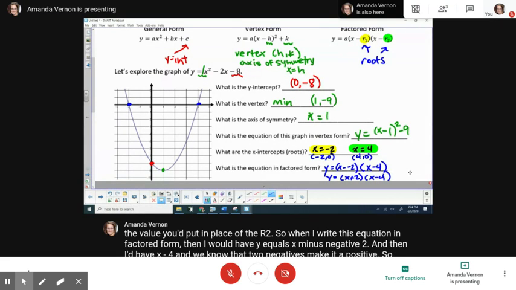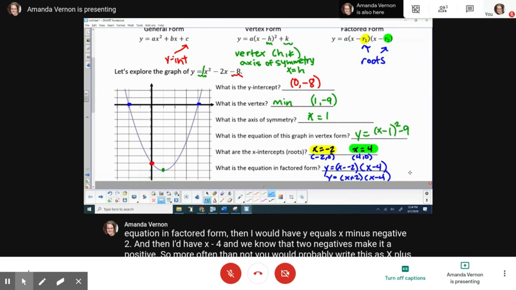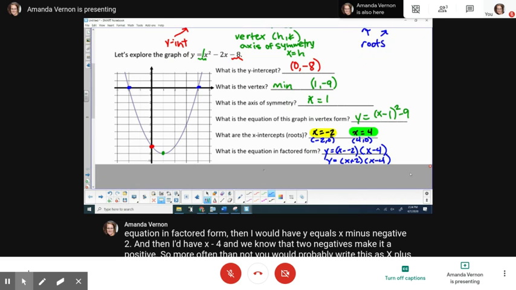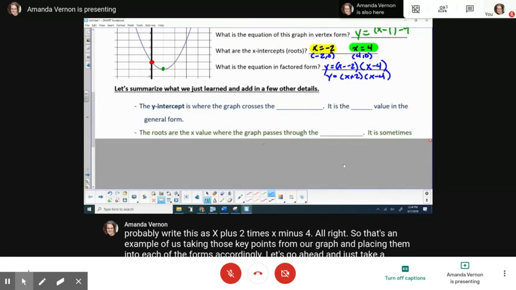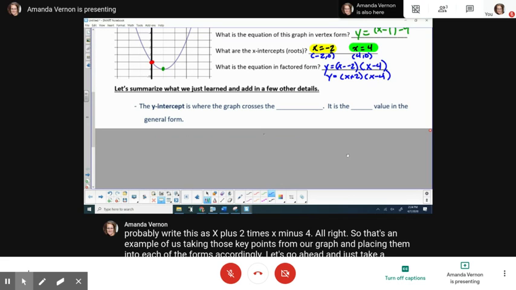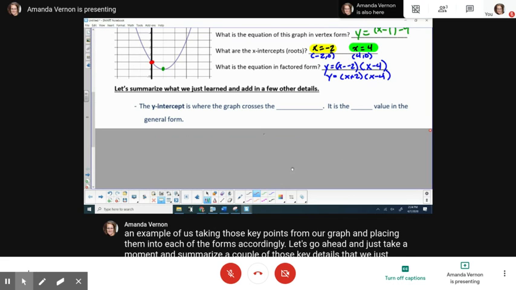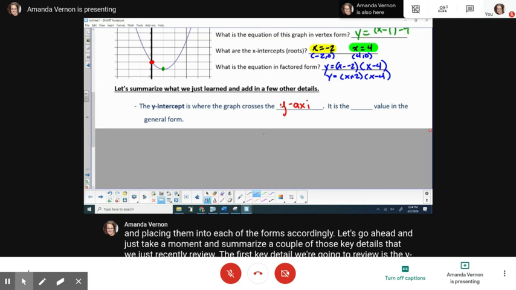All right, so that's an example of us taking those key points from our graph and placing them into each of the forms accordingly. Let's go ahead and just take a moment and summarize a couple of those key details that we just recently reviewed. The first key detail we're going to review is the y-intercept. The y-intercept is basically saying, where is the graph crossing the y-axis? It is the c value in the general form.